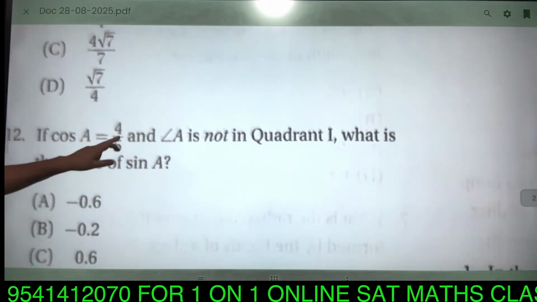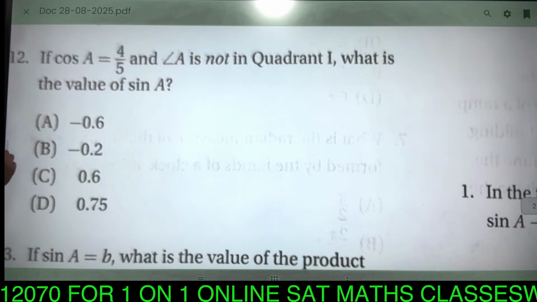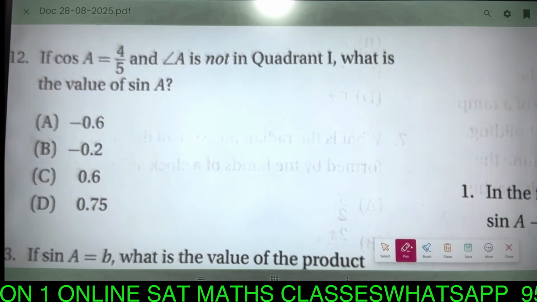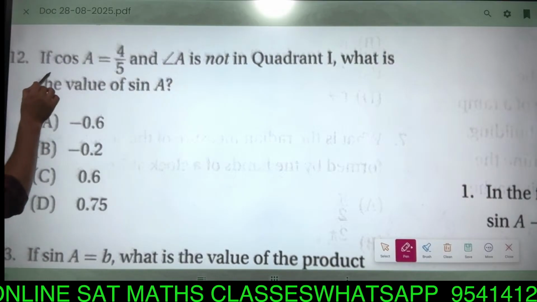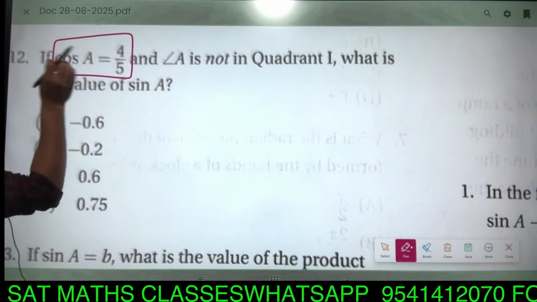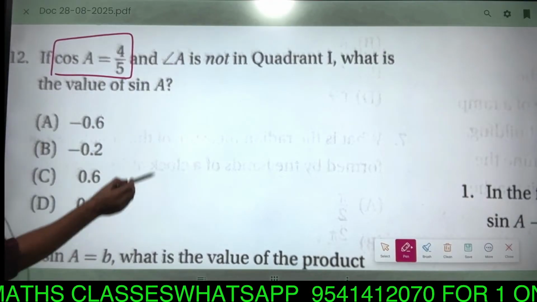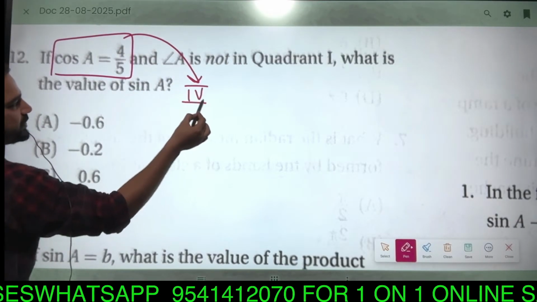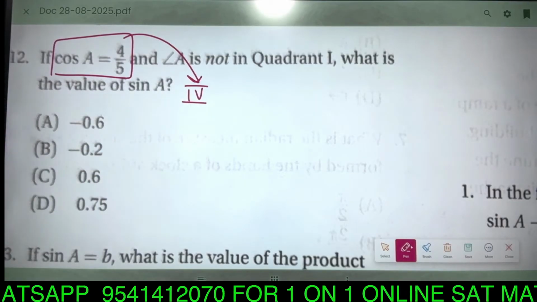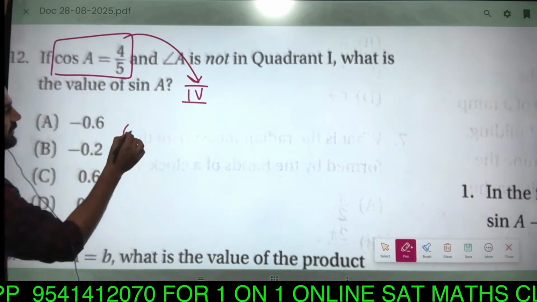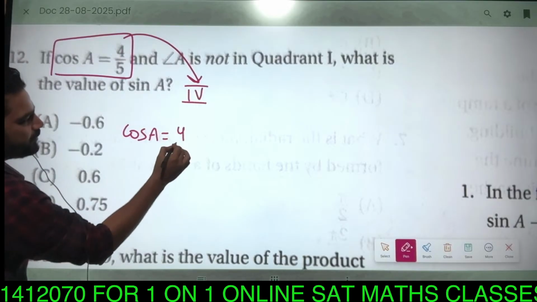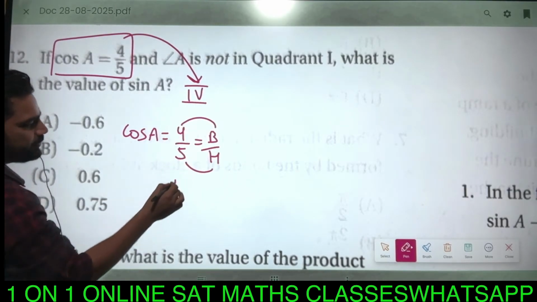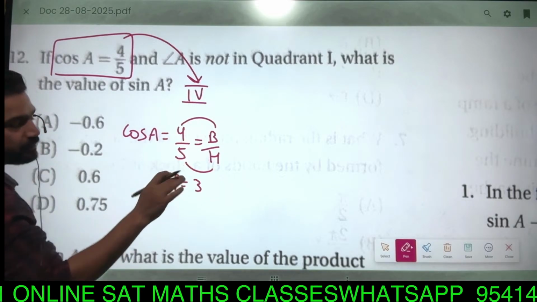Okay, 12th question. They are saying that if cos A is 4 by 5 and angle A is not in the first quadrant, cos A is 4 by 5 means first of all we can say that cos A is positive, and A is not in the first quadrant. So cos is positive in which quadrant? We everyone know cos is positive in the fourth quadrant. What is the value of sine A? Very easy question. Cos A is 4 by 5, and we know cos is base upon h. Base is 4, h is 5, p will be 3, because 3, 4, 5 makes a triplet.